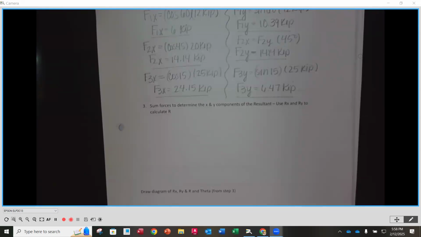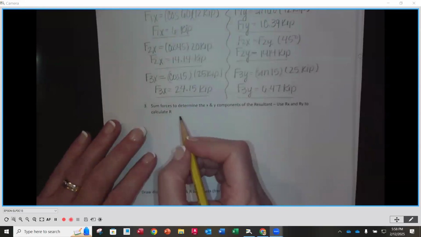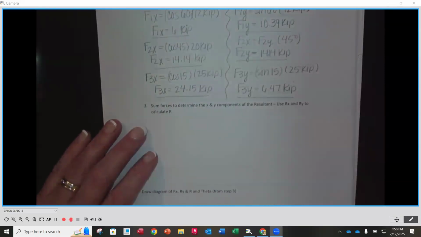So I want to sum my forces in the X and Y directions to determine those X and Y resultant components. So this is important. Everybody follow along here, because I've been seeing work coming in looking different and not correct, and I've been taking points off for it. So make sure that you always let me know what you're going to do. You have to write, if you would, the equation in variable form before you put any numbers into it.